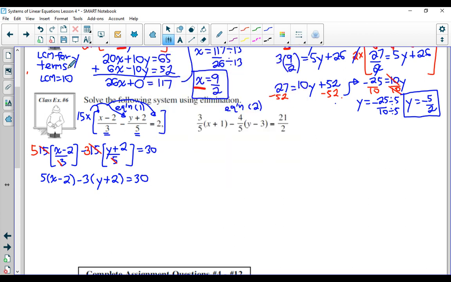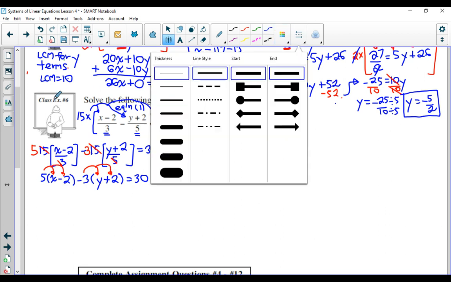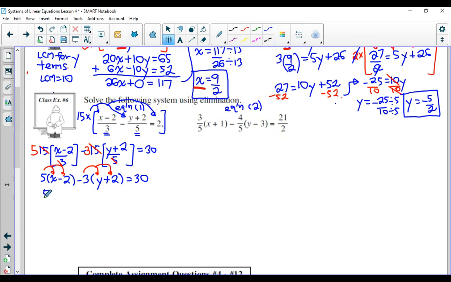Okay, now we use the distributive property. So the 5 goes to this and to this. The negative 3 goes to this and to this. So this would then be 5x minus 10 minus 3y. And the negative 3 times 2 would be negative 6, which is equal to 30. Okay, let's collect these two like terms. So this would then be 5x minus 3y minus 16 is equal to 30.